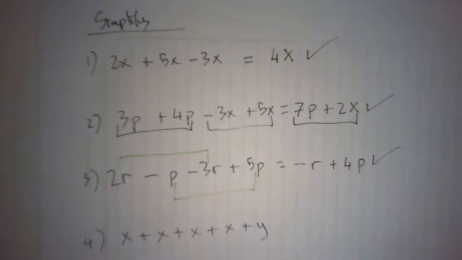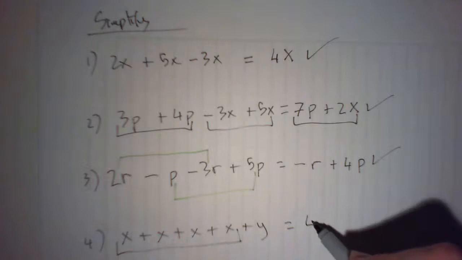And our last one. X plus X plus X plus X plus Y. So it looks like I can add them and then he's on his own. So 1x plus 1x plus 1x plus 1x is 4x. And I only have a y. Right. Very good.